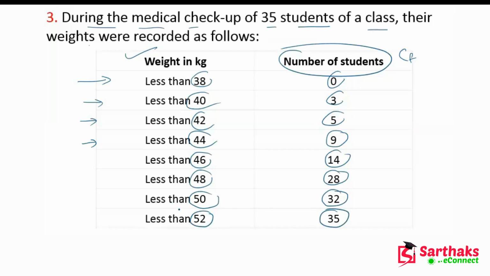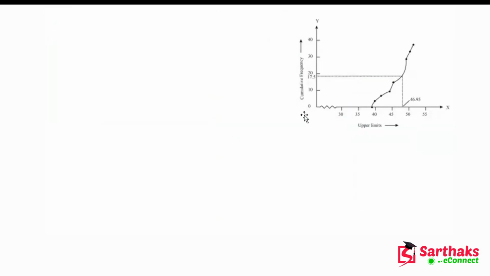Okay, I hope you get this point. Now from this data, to represent the table in the form of a graph, we are choosing the upper limit of the class interval on the x-axis, and these frequencies we have to choose for the y-axis. So now let's see the graph. The graph looks like this.